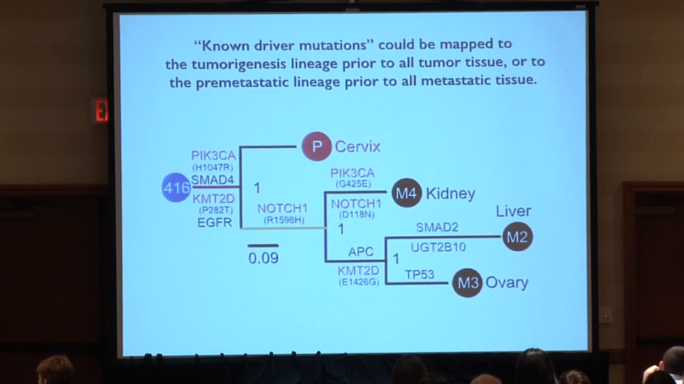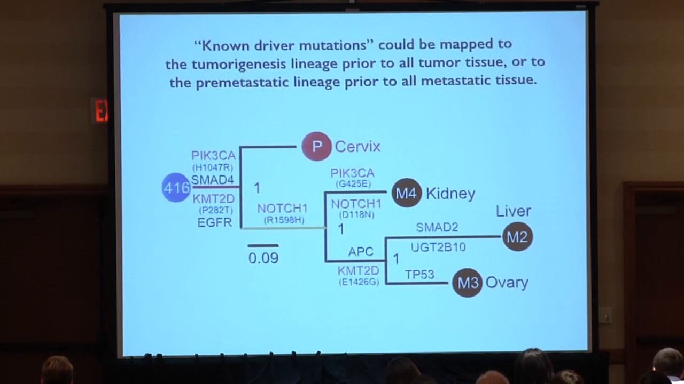We can also map known driver mutations to the tumorigenesis lineage prior to all tumor tissue or to the previous metastatic lineage. So this is very important. Where we map the mutations, you can find out, were they early mutations? Did they really originate cancer? And you can also look at this lineage where you might map them to see whether they are pre-metastatic mutations that led to metastasis. There was an enrichment of driver genes known to lead to cancer in this lineage compared to other lineages. There is not an enrichment of them here.